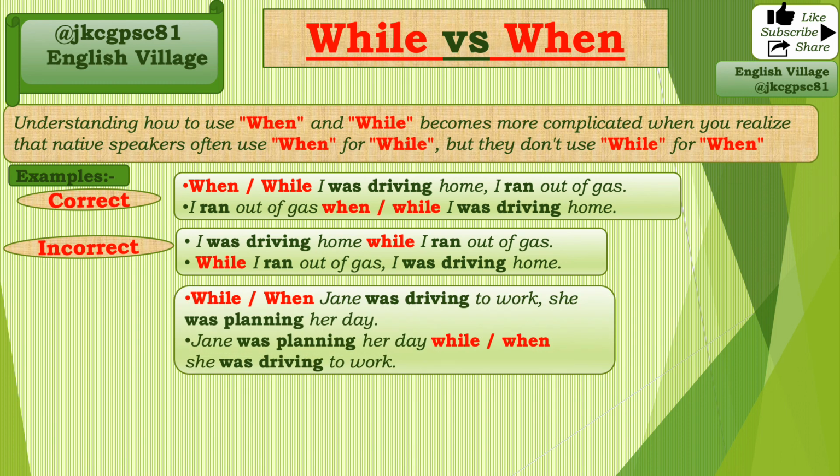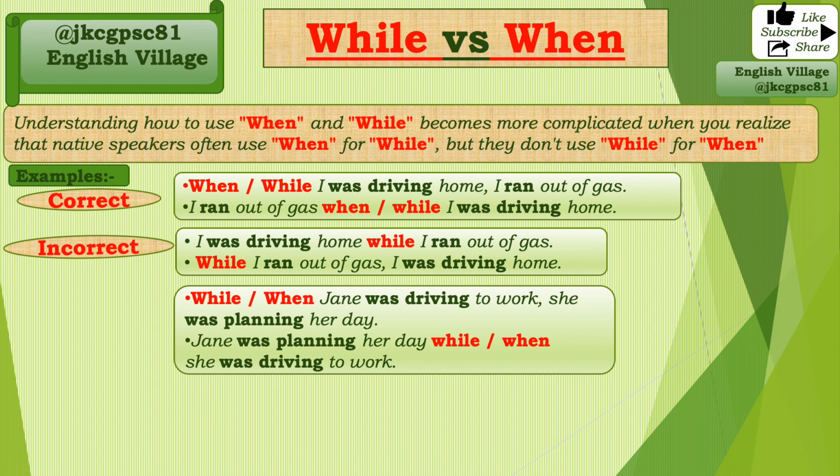Let's have some more examples. While Jane was driving to work, she was planning her day. I can also say, when Jane was driving to work, she was planning her day. So I am using both with past continuous tense. That means a longer action.